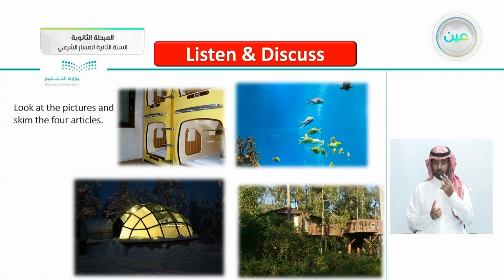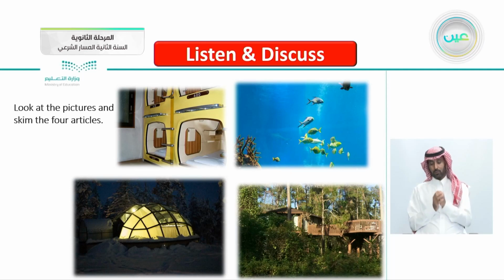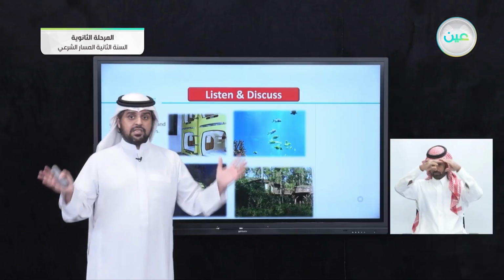So look at the pictures and skim the 4 articles. What do you see here in these pictures? The first one, yes, it's a picture of capsule hotels, which is a small compartment where you just sleep. And the second picture, yes, it's a hotel under the sea where you can see the fishes swim. And the third one, yes, it's a hotel of a glass igloo. And the fourth one is like a hotel within the trees. It's like a large tree house.